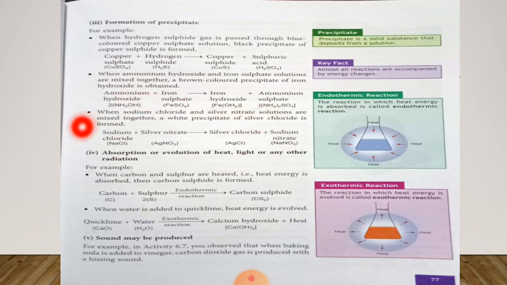Now the next reaction, when sodium chloride and silver nitrate solutions are mixed together, a white precipitate of silver chloride is formed. So here you can see that sodium chloride reacts with silver nitrate and forms silver chloride, which is a white precipitate, and sodium nitrate.